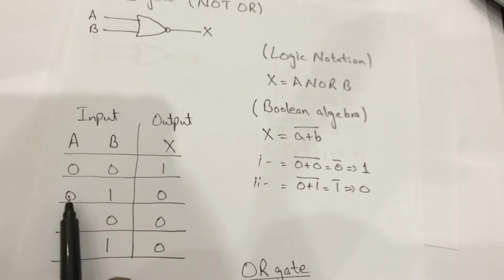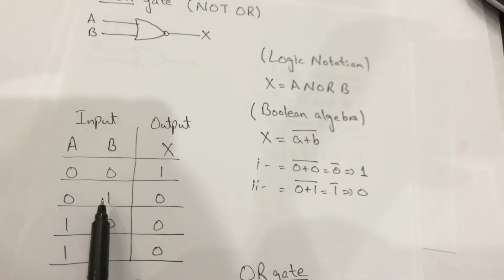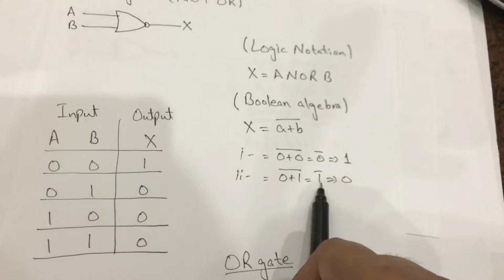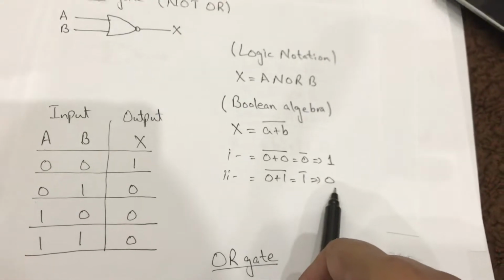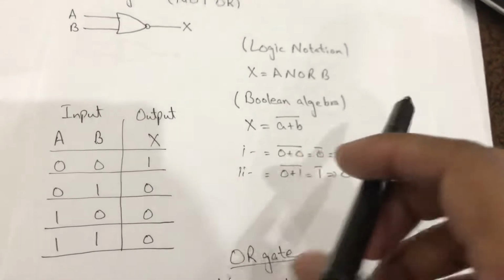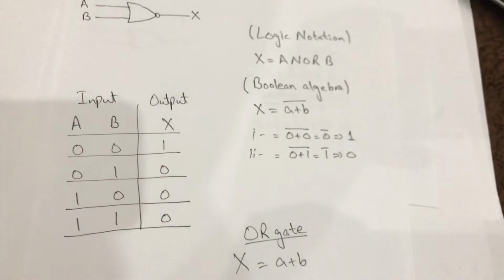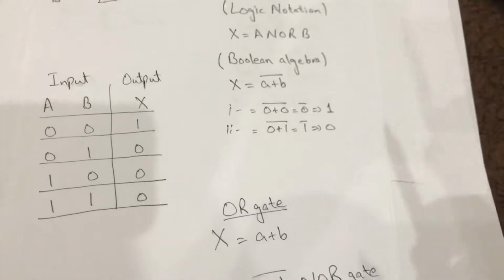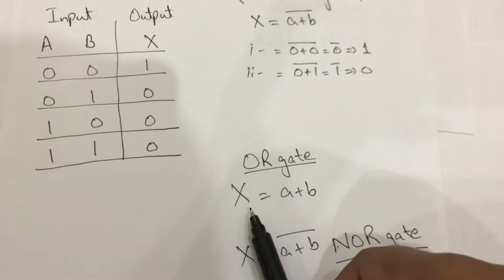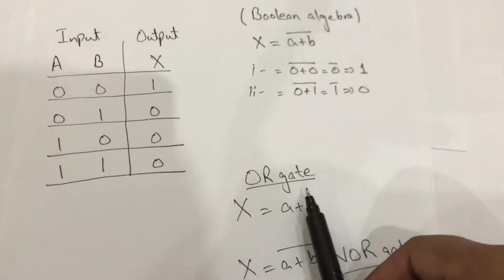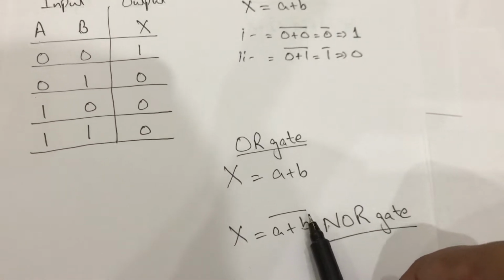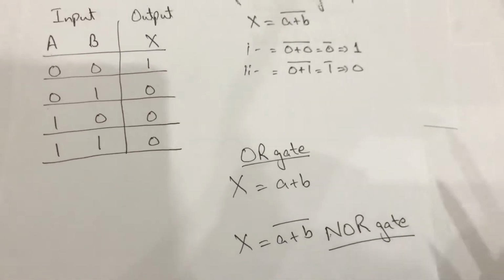Now the second one, if the value of A is 0 and the value of B is 1, 0 plus 1, that is 1. 1 bar is 0, opposite of 1 is 0. So the output will be 0. The Boolean algebraic notation for OR gate was X is equal to A plus B. When we place a bar over A plus B, then it will become a NOR gate.